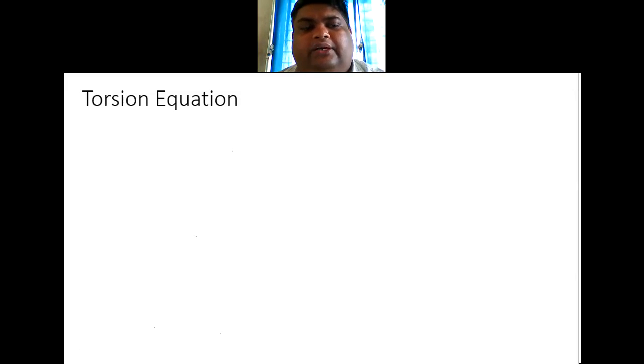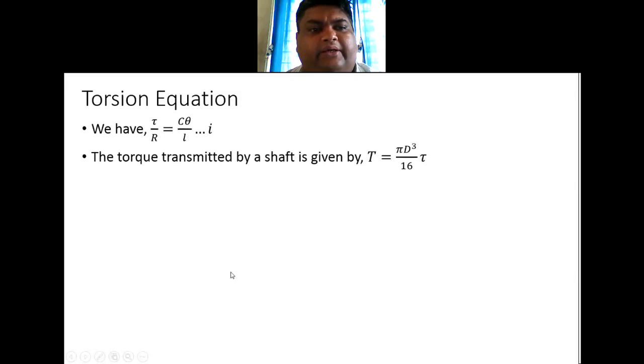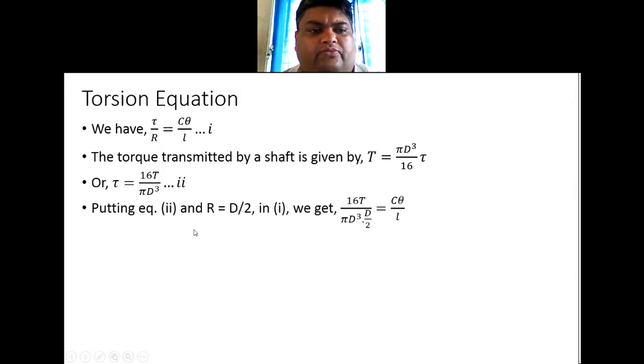Now we will discuss the torsion equation. We have tau by r is equal to c theta by L. This is the first expression we have derived earlier. And the torque transmitted by the shaft is T is equal to pi d cube by 16 into tau. So from this, I can find tau as 16T by pi d cube. Now I have found tau from this expression. Now I will substitute this value of tau in equation 1.